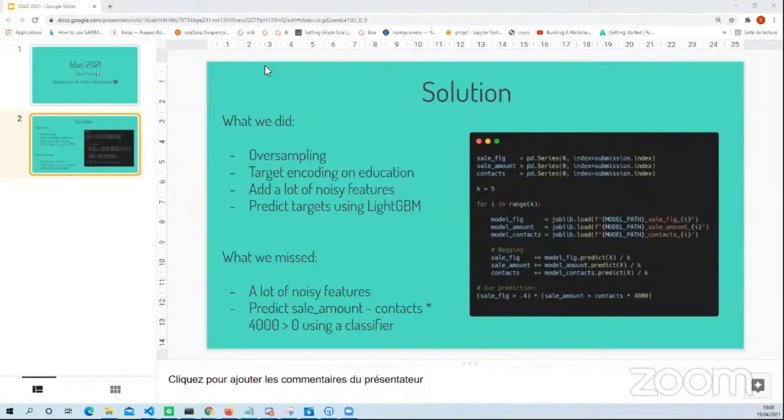A few things. I'm part of Dato Plomo, and it was interesting that predicting sell amount and contact cost works better than predicting directly sell flag. So yes, both approaches are complementary. And so we made a rule to weight those two models, and both approaches were complementary. And we think that a third approach could be even better, to predict using a classifier if a client will generate money. So we missed this, and maybe it would be interesting to complete our approach with a third classifier.